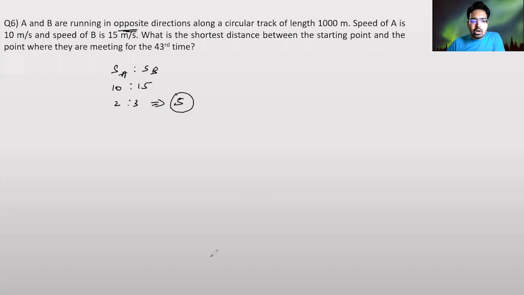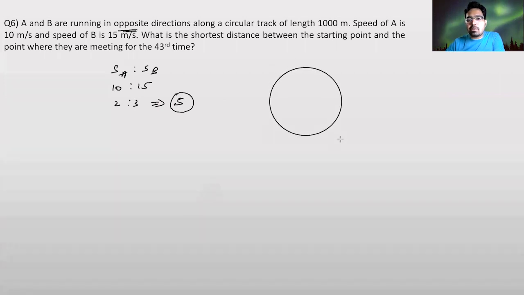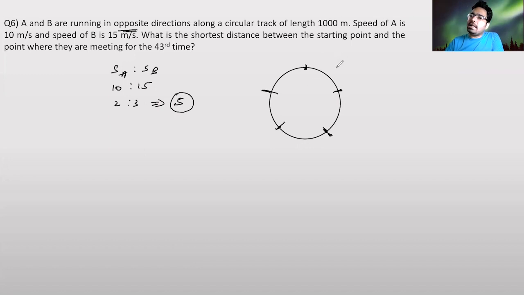Right? So let me draw a circle over there and divide it into 5 equal parts. So your starting point is this, your first part, second part, third part, fourth part, and fifth part, right? So each of these parts will be of equal length that you are looking at. So 1000 divided by 5 will be nothing but 200 meters. So the first part will be 200, then again 200, 200, 200, and suppose this is the starting point, right? Speed of A is 10 meters per second. Speed of B is 15 meters per second. What is the shortest distance between the starting point and the point where they're meeting for the 43rd time?